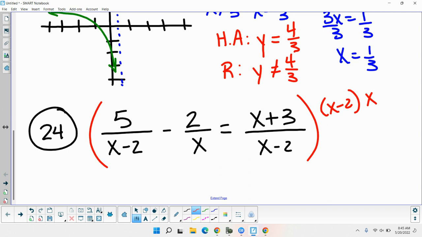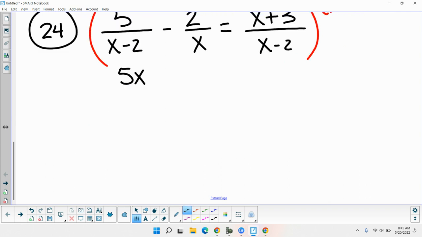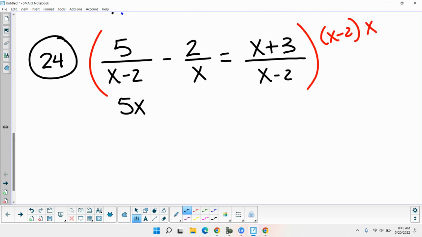So when I multiply this first fraction, 5 over x minus 2, times that common denominator, what happens to the x minus 2's? They're gone. So it's just 5 times x, which is 5x. Okay? When I multiply this 2 over x times the x minus 2 times x, what goes away? The x's. So I multiply negative 2 times the x minus 2. Again, one more fraction. That's why we're doing this.